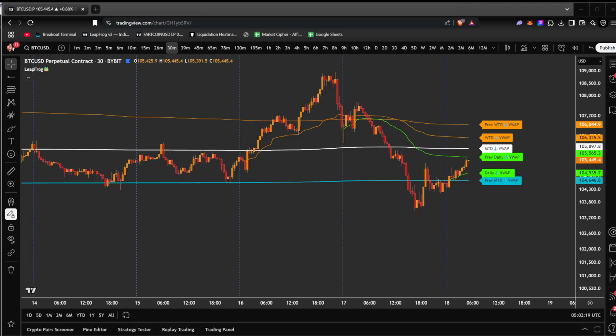We're going to be using my indicator called Leapfrog, which has daily, weekly, and monthly volume weighted averages attached to the candles. And we're going to go through a couple different moves that I often see, and we're going to give them a letter grade, and we're going to give them a plus or minus. And I'm going to tell you guys why.